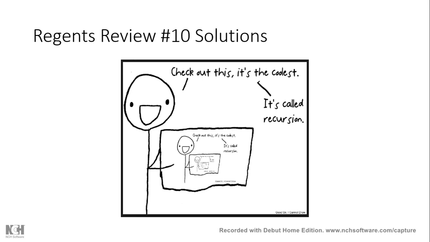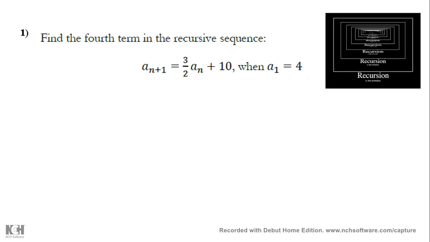Okay, the first question has to do with recursion. Find the first term in the recursive sequence. So we know that when we are working with recursive sequences, every term is based on the last term. So we always need to know what the first term is. It's given to us that a sub 1 is equal to 4, and we need to get to the fourth term.